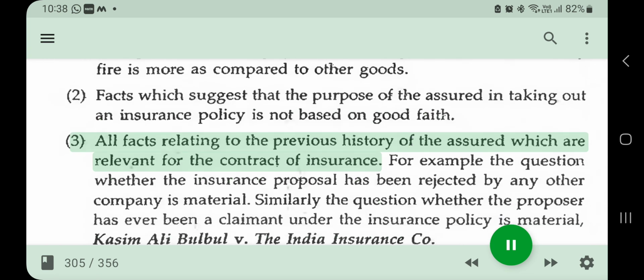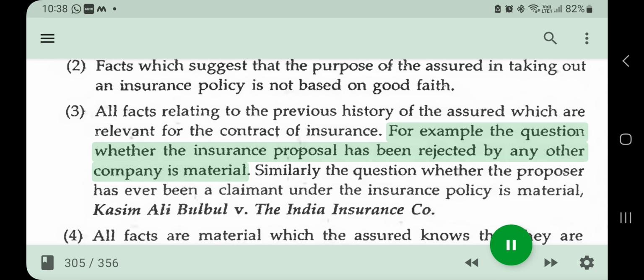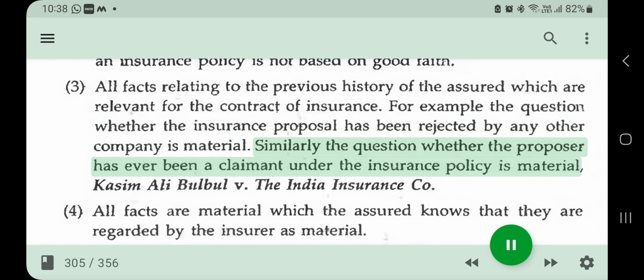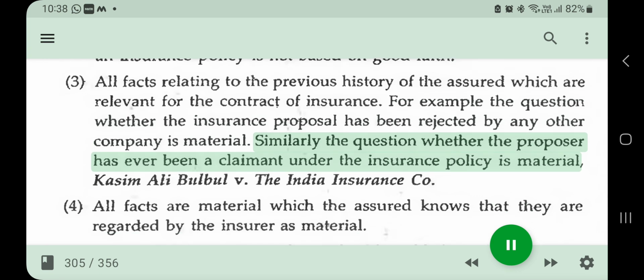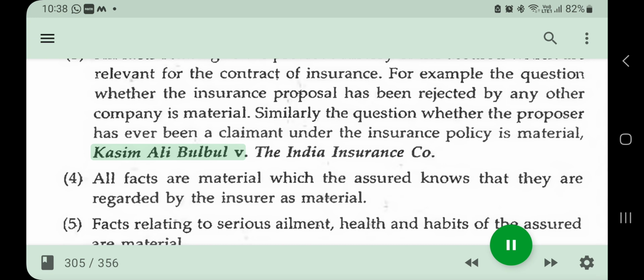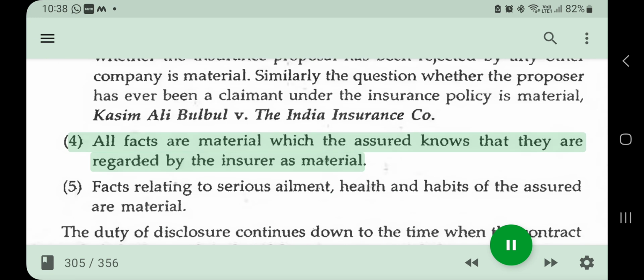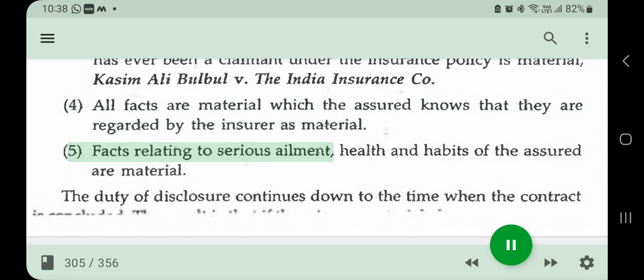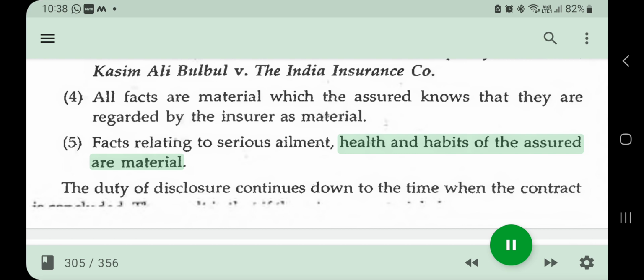3. All facts relating to the previous history of the assured which are relevant for the contract of insurance. For example, the question whether the insurance proposal has been rejected by any other company is material. Similarly, the question whether the proposer has ever been a claimant under an insurance policy is material. Kasam Ali Bulbul v. The India Insurance Company. 4. All facts are material which the assured knows are regarded by the insurer as material. 5. Facts relating to serious ailment, health and habits of the assured are material.